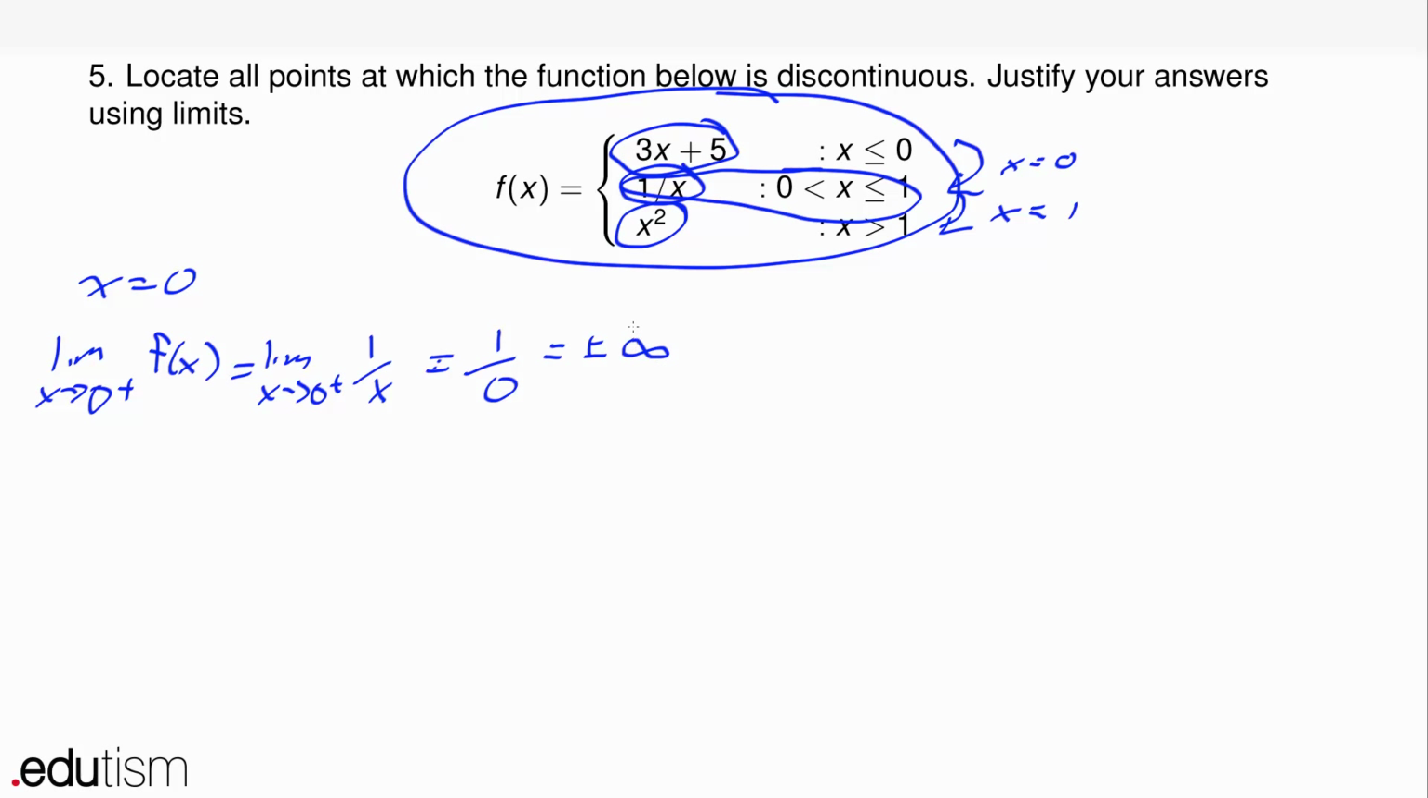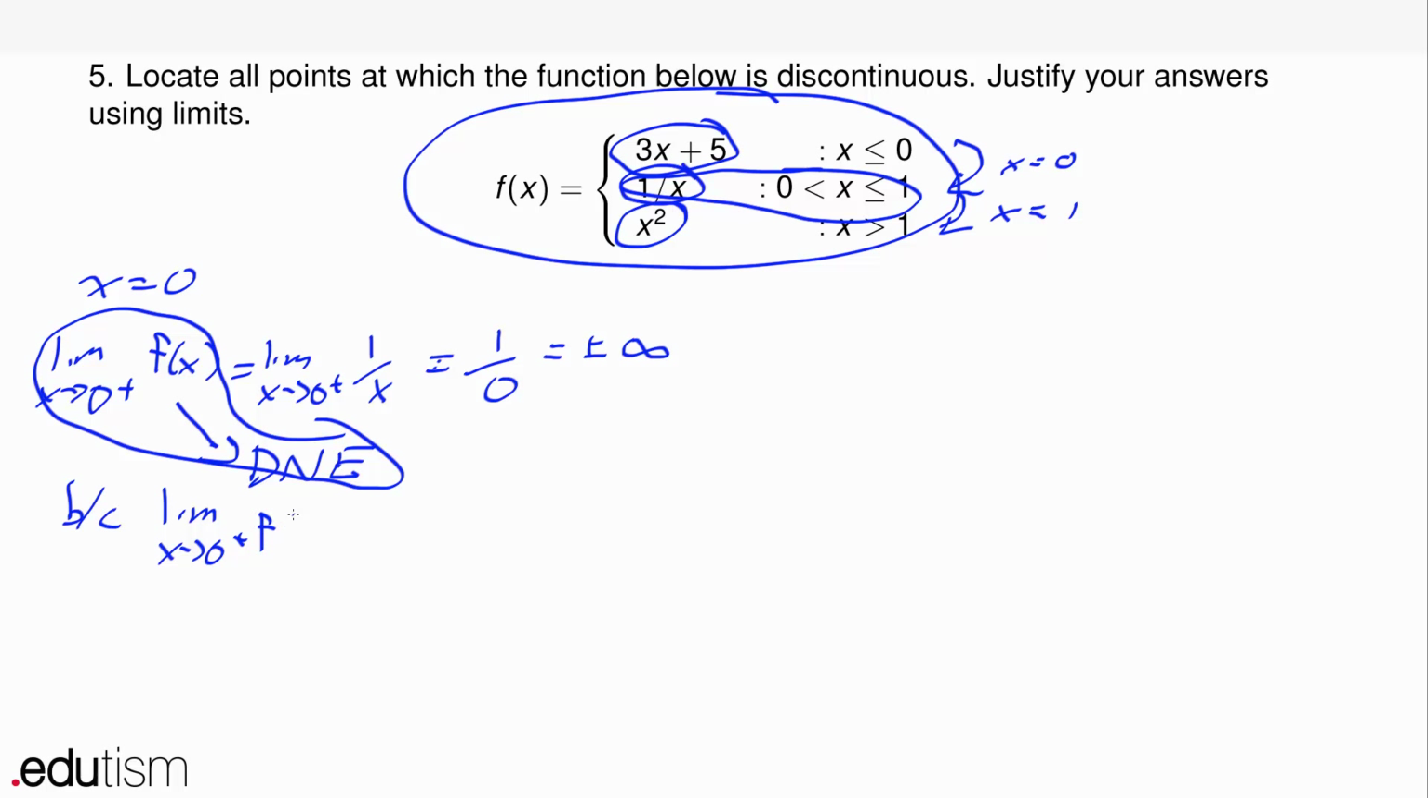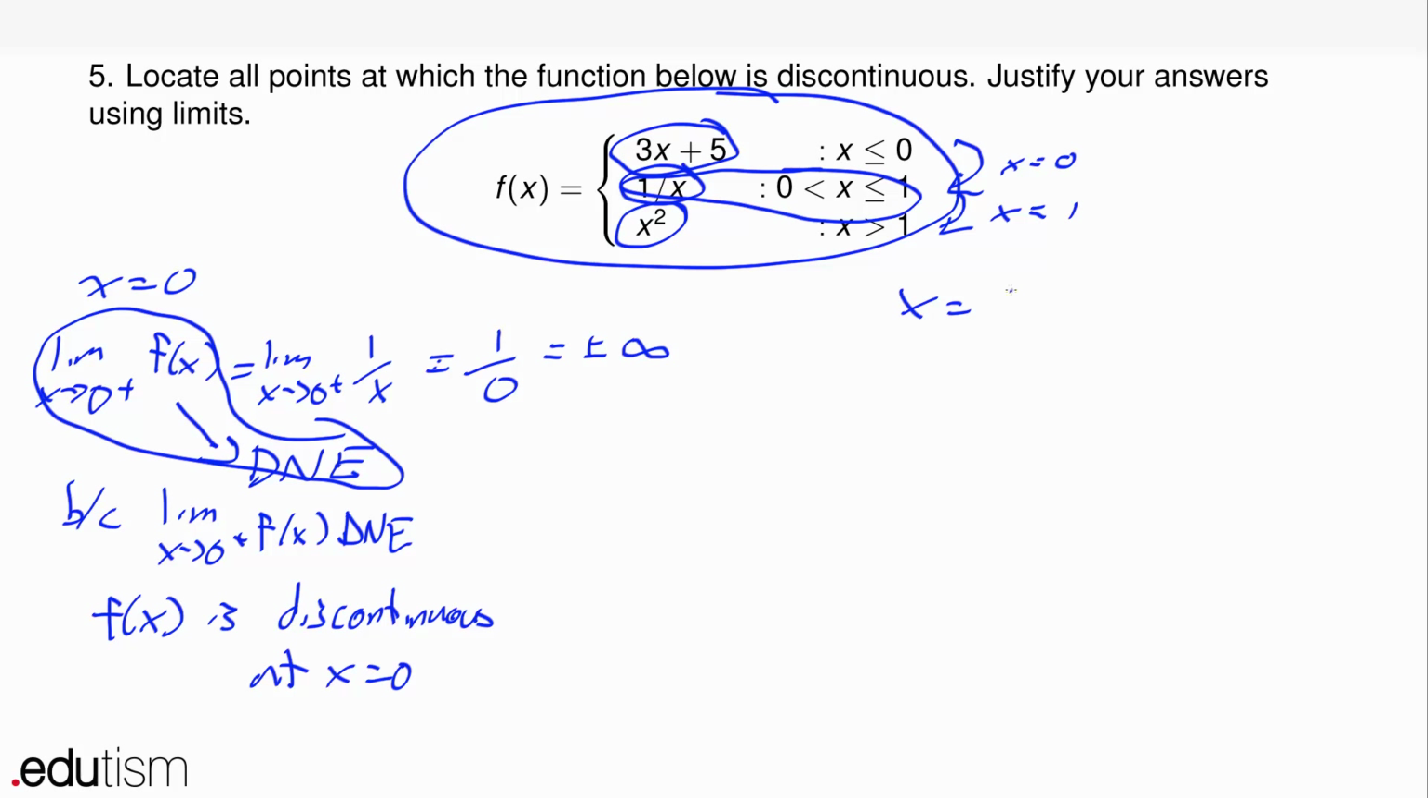Positive and negative infinity are two special ways in which this limit cannot exist, which means this limit here certainly does not exist. If this limit does not exist, the function cannot be continuous, because for it to be continuous, the limit from the right, limit from the left, and the value of the function must all exist. So because the limit as x goes to 0 from the right of f of x does not exist, f of x is discontinuous at x equals 0.